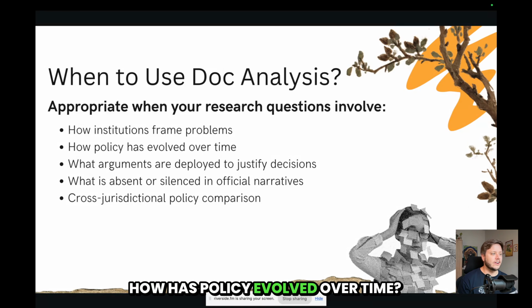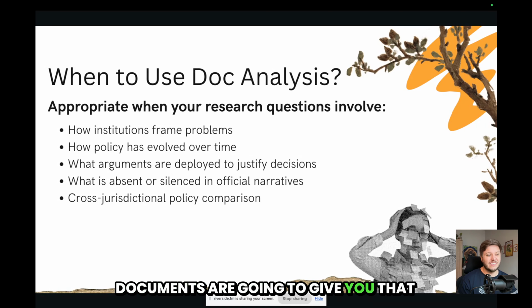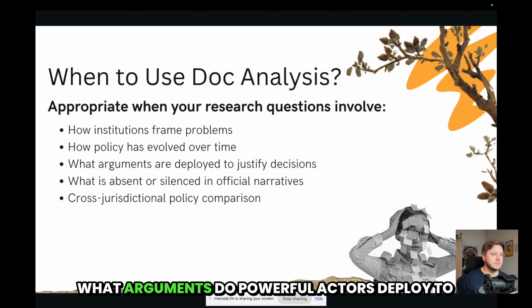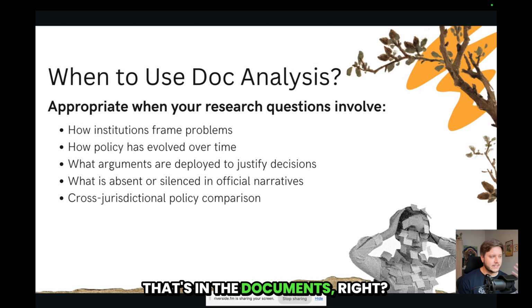How has policy evolved over time? Documents are going to give you that longitudinal record, right? What arguments do powerful actors deploy to justify their decisions? That's in the documents, right? So, what's being systematically excluded or silenced in official narratives? Documents are going to reveal this.